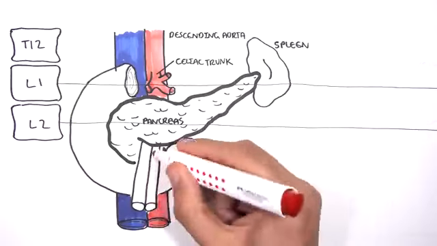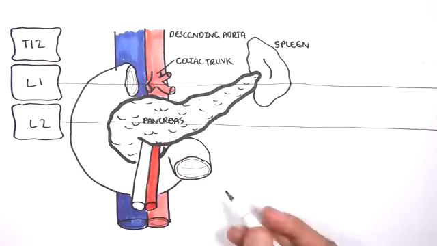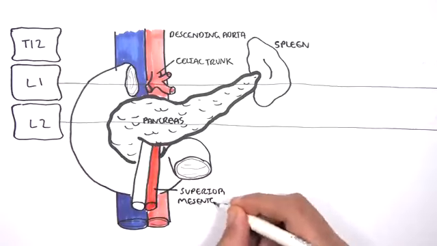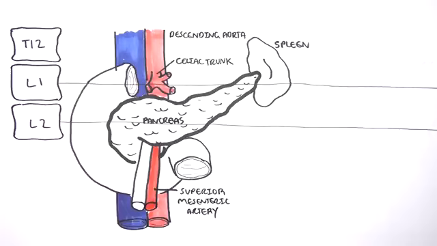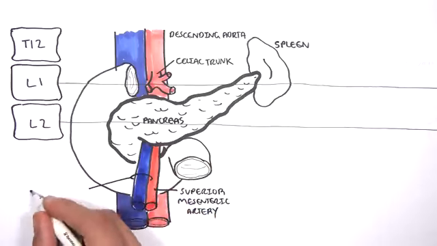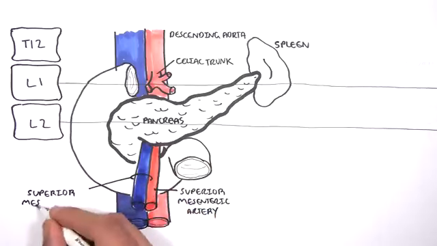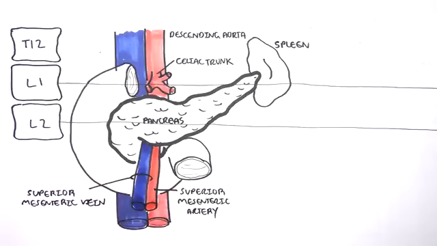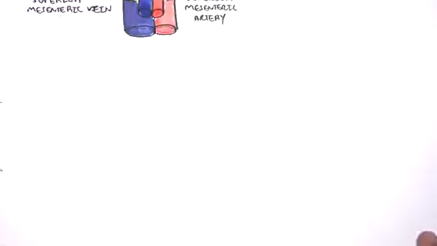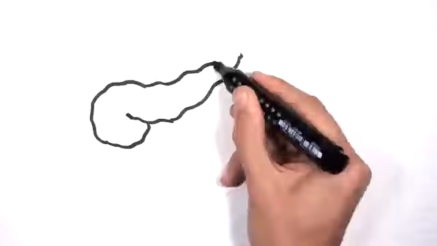At about L2, another important artery called the superior mesenteric artery comes off the descending aorta and runs behind the pancreas and over the duodenum. Adjacent to the superior mesenteric artery is the superior mesenteric vein, which also comes behind the pancreas, but it does not drain into the inferior vena cava. Let's focus more on the arteries.